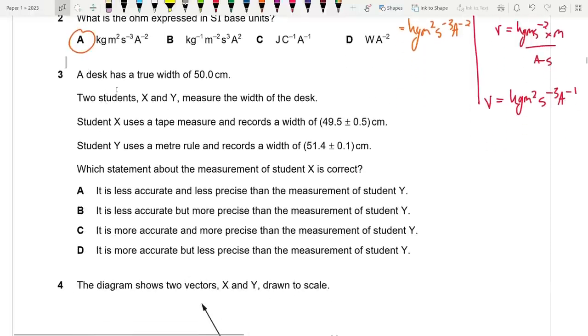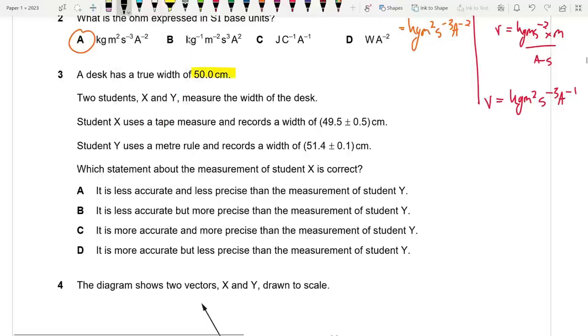A desk has a true width of 50 centimeter. Two students X and Y measure the width of the desk. Student X uses a tape measure and records a width of 49.5 plus minus 0.5 centimeters. Student Y uses a meter rule and records a width of 51.4 plus minus 0.1 cm. Which statement about the measurements of student X is correct? The true width is 50 centimeters.